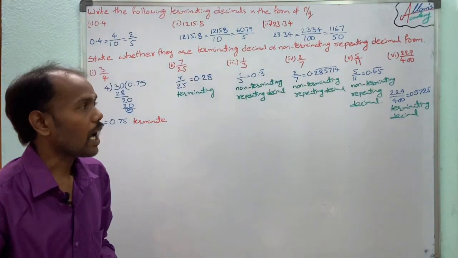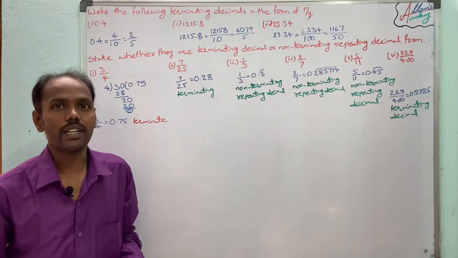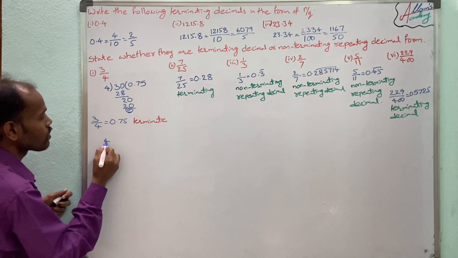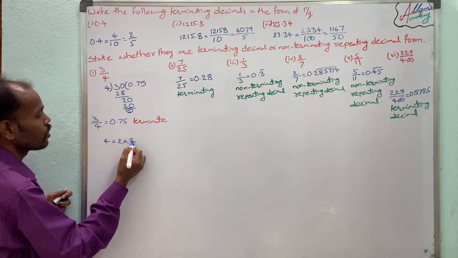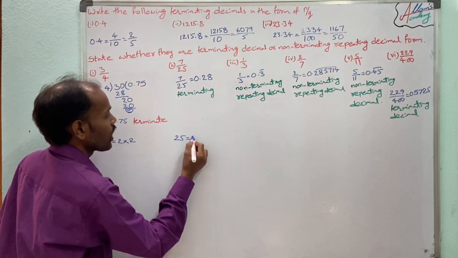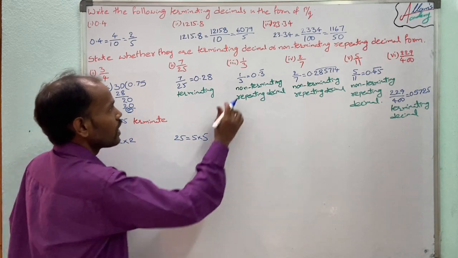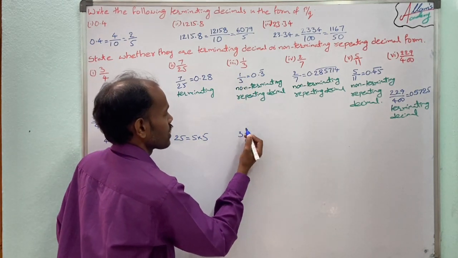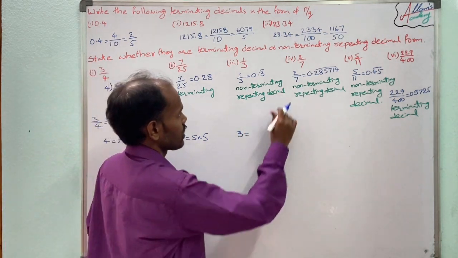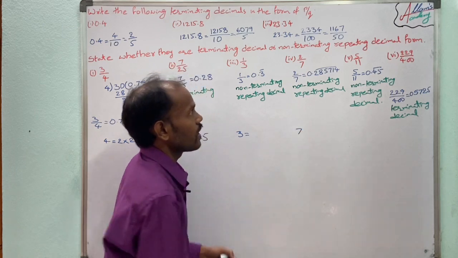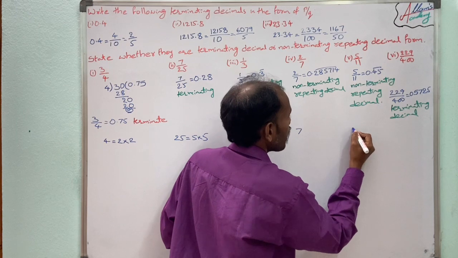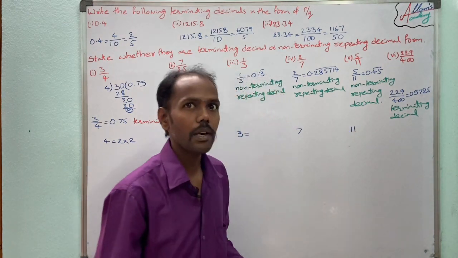Now if we observe the denominators and prime factorize them, the first one is 4, so the prime factorization of 4 is 2 into 2. If we take 25, its prime factorization is 5 into 5. Now the denominator 3 is directly a prime number, so there is no prime factorization. The denominator 7 is also a prime number. Here the denominator is 11, so 11 is also a prime number.